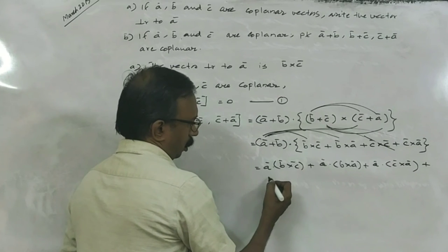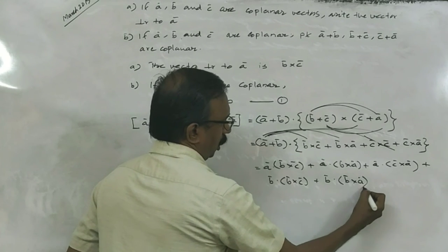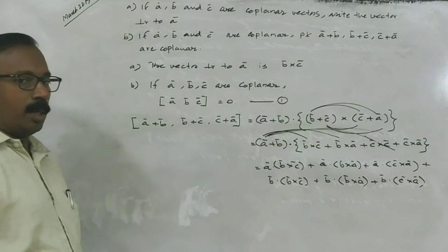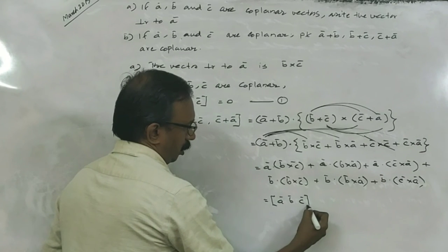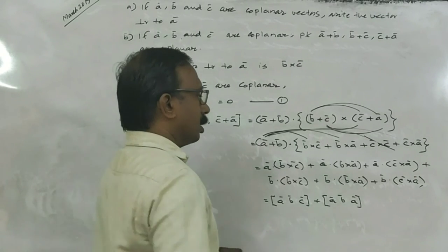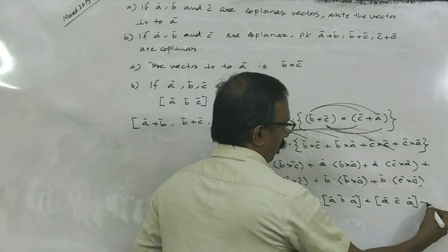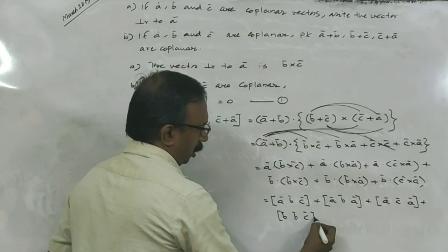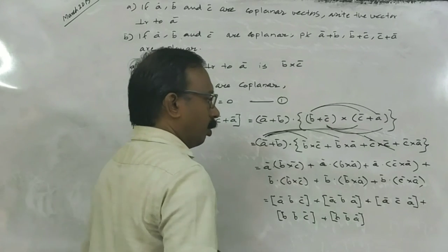Now find B dot B cross C plus B dot B cross A plus B dot C cross A, isn't it? Now A dot B cross C is box ABC. So box ABC plus box ABA plus box ACA, plus box BBC, plus box BBA, plus box BCA.